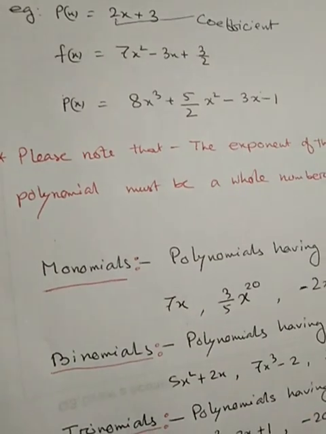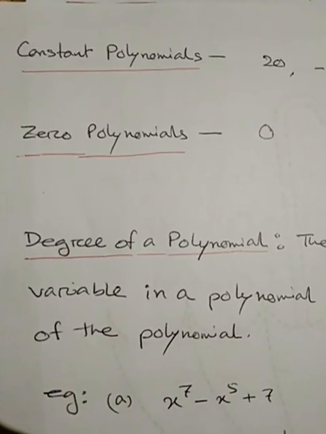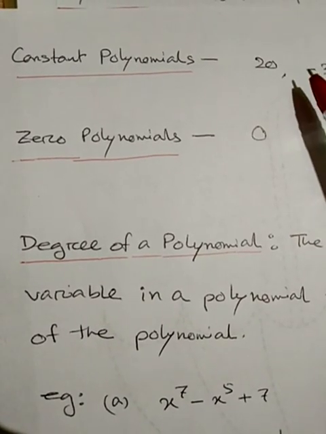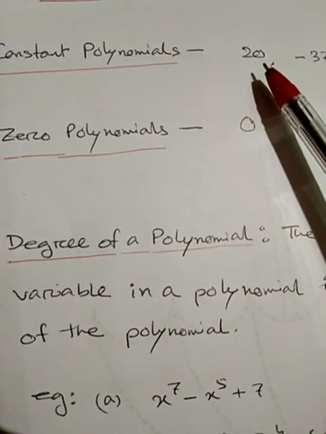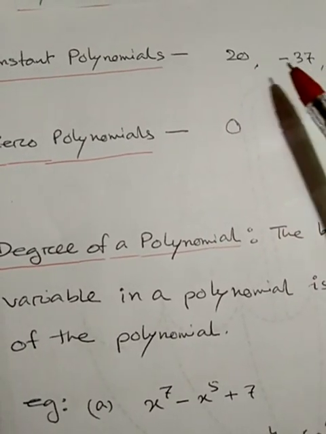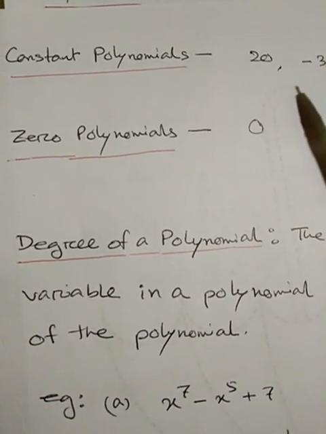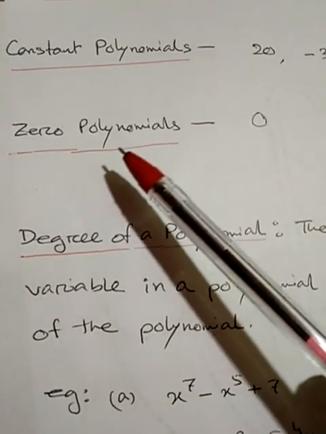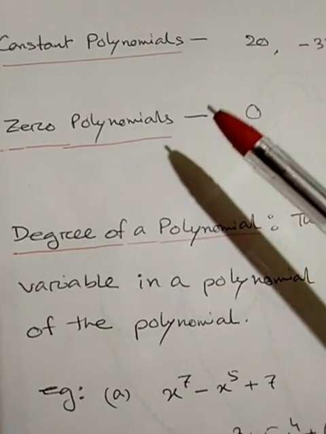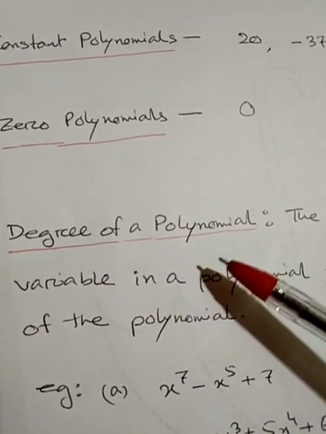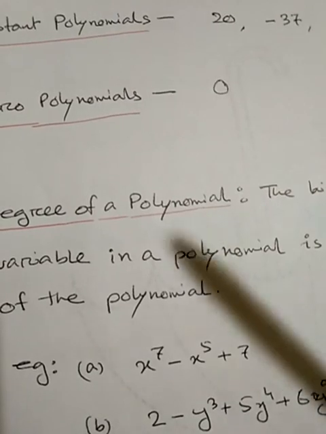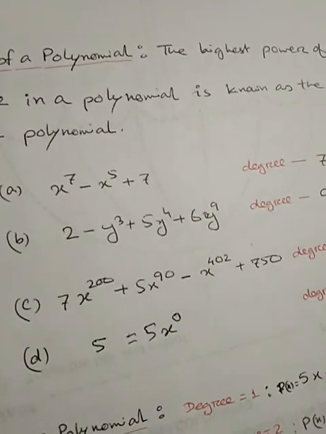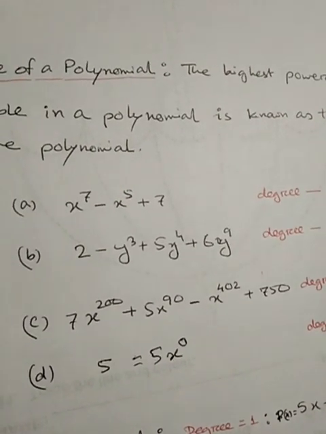Then we have learned about constant polynomial. If there is only one constant, say 20 or minus 37, these are constant polynomials. Then a constant polynomial which is 0 is called the zero polynomial. Next we have learned about the degree of a polynomial. The highest exponent of the polynomial is the degree. So here we have discussed some examples.